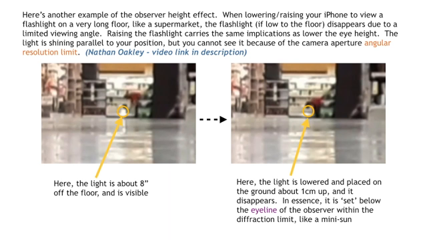So on the left side picture, you can see that the light is about 8 inches off the floor and it's visible. On the right, the light is lowered and placed on the ground, and it's about a centimeter up, and it disappears. In essence, it is set below the eye line of the observer, which is the camera, within the diffraction limit, almost like a mini sun.